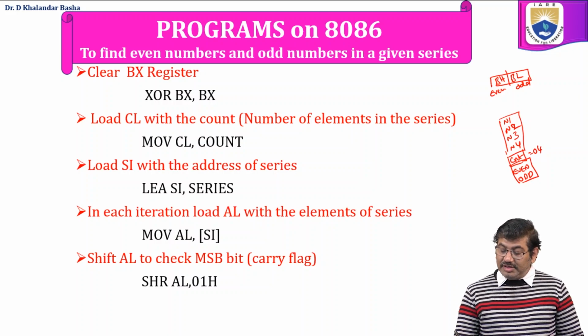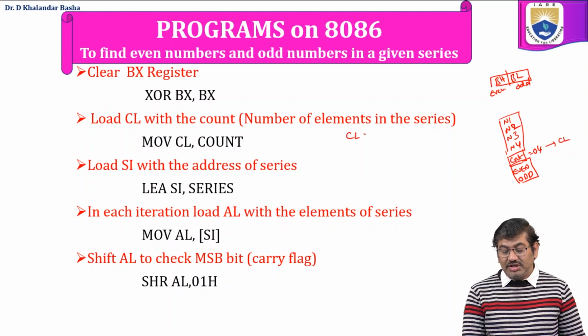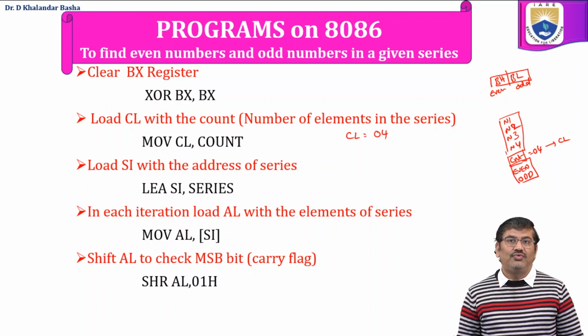Next, this count we are going to load into the CL register. So after executing this instruction, the CL value will be 04. Next, LEA SI, series. This instruction is used for loading the effective address of the series variable.